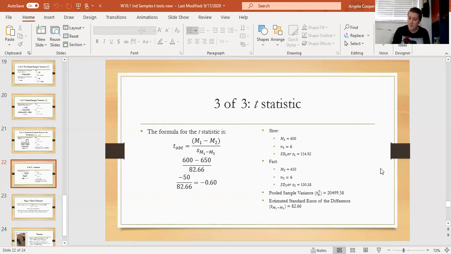That gives us a t-statistic of negative 0.60. We're done. Well, at least with step 3. All 3 steps of step 3 we've completed.